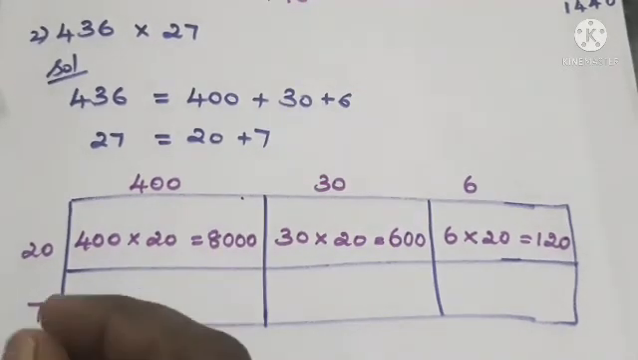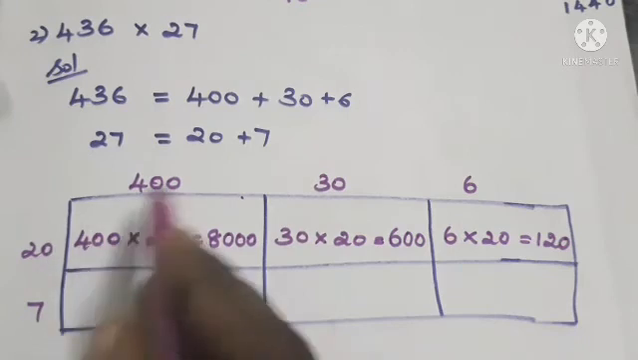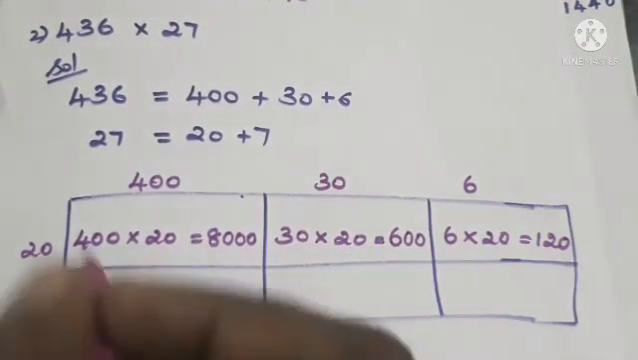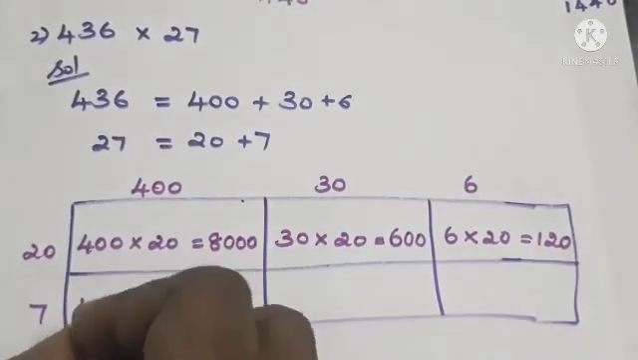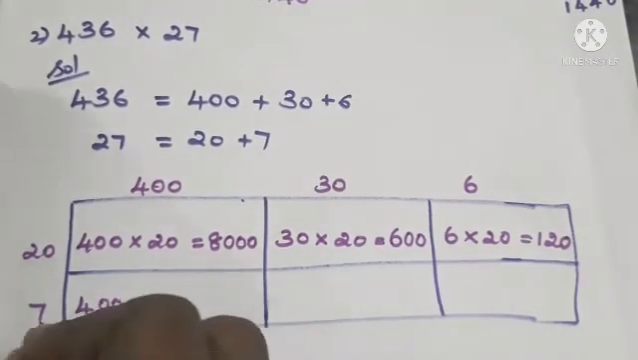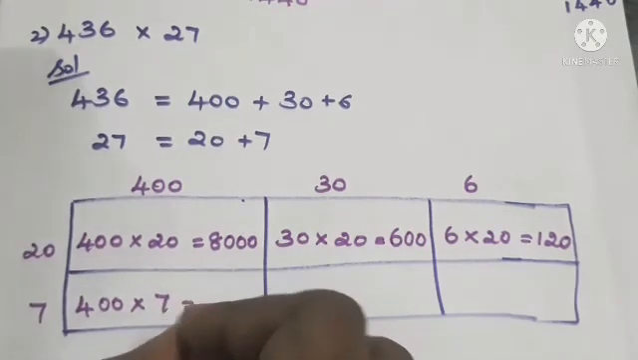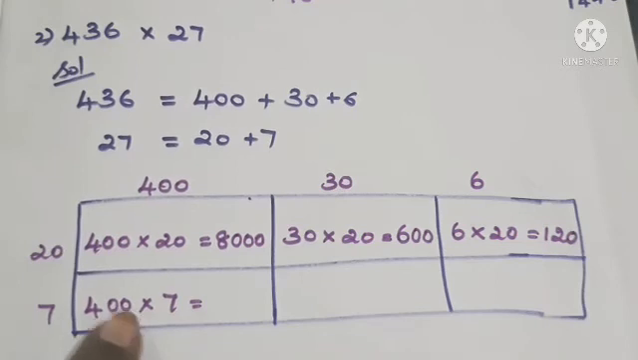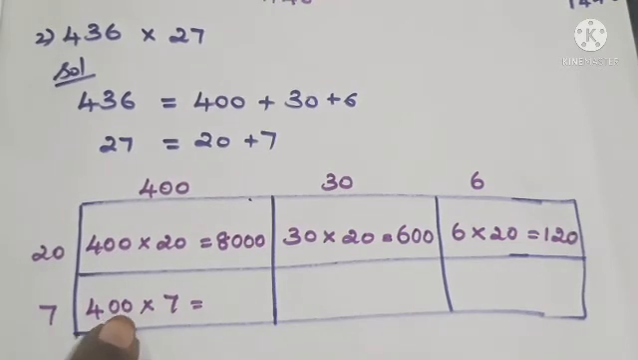Next, the next box, this one. Here we have to multiply the 7 by all the numbers, one by one. So we have first 400. So we can write the 400, and 400 into which number? Yes, 7. So we have to leave the 2 zeros in the 400, that is, ones and tens place we have zeros. So we can just leave it and multiply the 4 and 7.